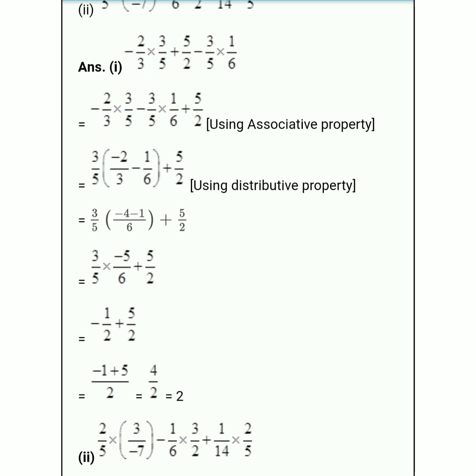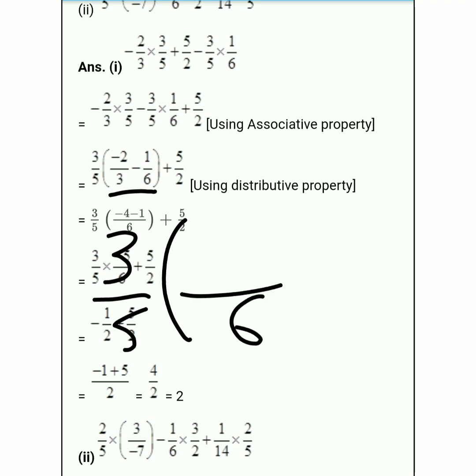Then just simplify this bracket. Before that, 3 by 5 is there. Now simplify this bracket. That means we need to take the LCM, right? Now in the denominator 3 and 6 are present. So what is the LCM of 3 and 6? It is 6, because 6 comes in both tables. 3 2s are 6 and 6 1s are 6. Okay, so the LCM of 3 and 6 is 6.